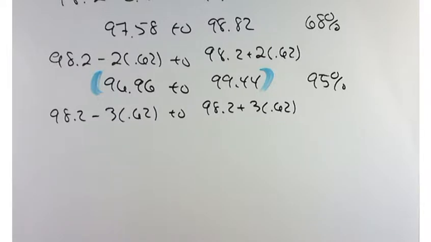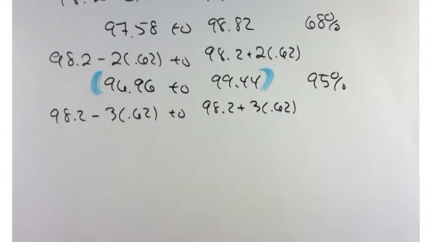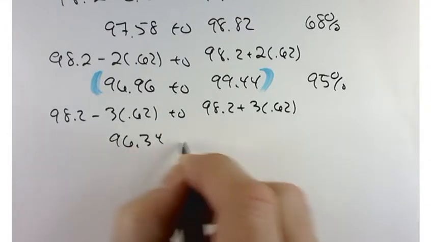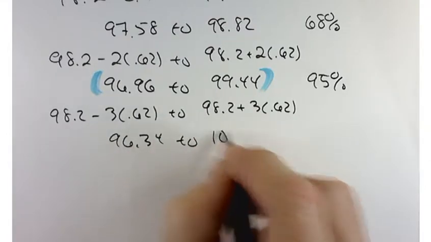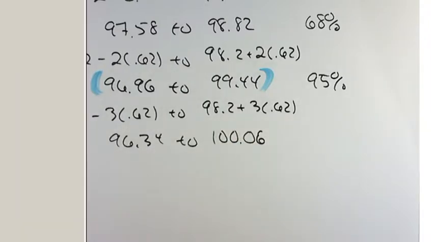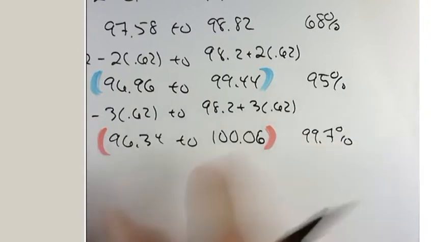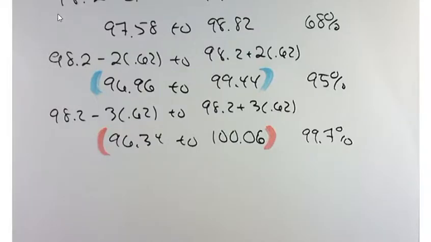How about 3 standard deviations away from the mean? Where are we there? From what to what? Perfect. 96.34 to 100.06. And what percentage of the data should be in this range? 99.7. So virtually all of your data should be within 3 standard deviations of the mean. Let's get you there.